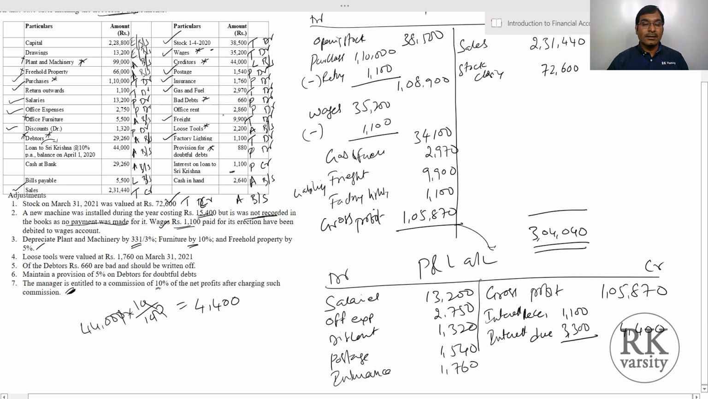Then you have bad debts, 660. And as you have a star here, that means you have an adjustment. So you look here, of the debtors, 660 are bad debts. So the old bad debts is 660 and the new bad debts is 660. So 6 and 6 is 12, 13, so your bad debts are 1,320. So we entered the bad debts also.